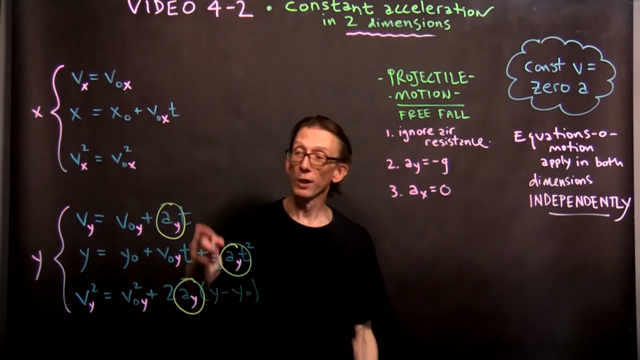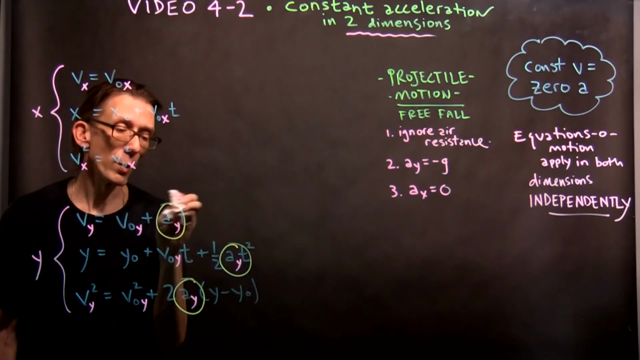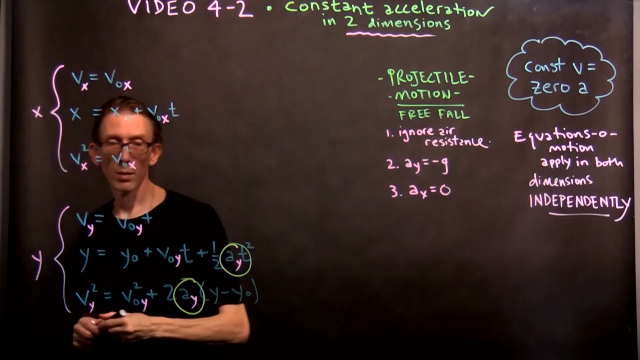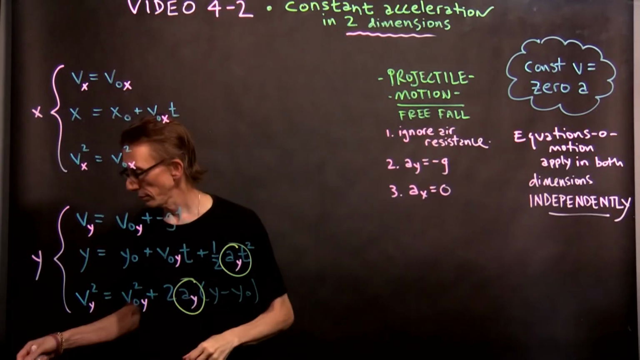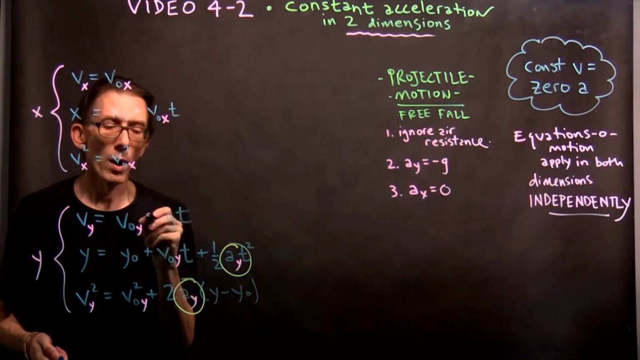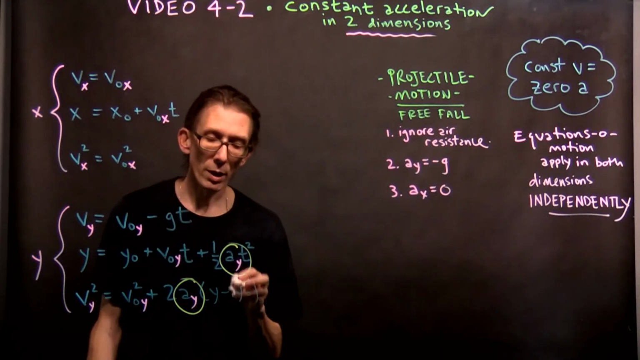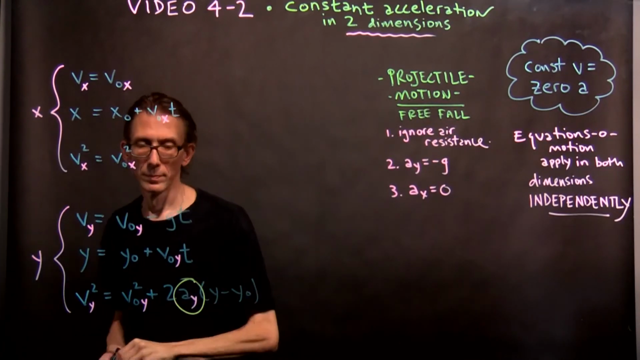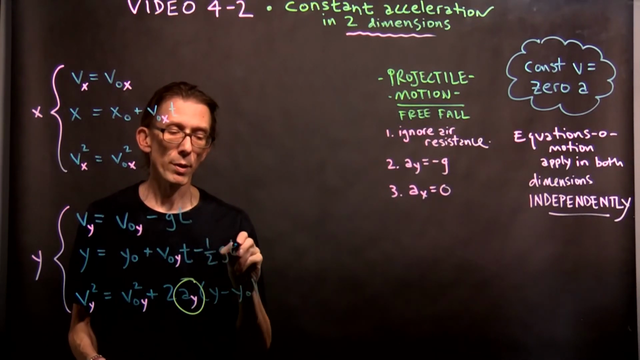A lot simpler. Now let's look down here at y. Everywhere there's an a sub y, we're going to stick in a negative g. So this term here, a sub y t, becomes minus g t. Yes, we're adding a negative number, so v naught y minus g t. This term here, a sub y, becomes negative g. I'll pull the negative sign out in front. Simpler that way.